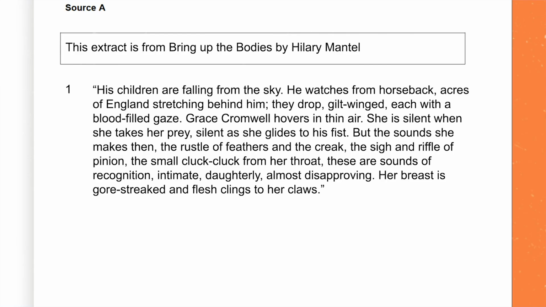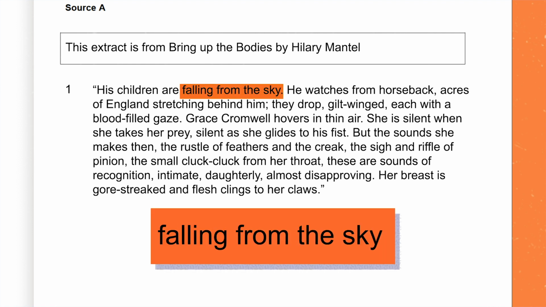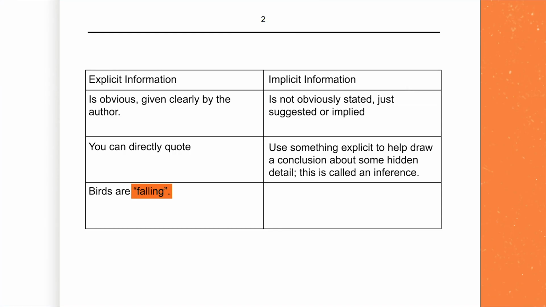The information you list can be either explicit or implicit. There's no limit on how few or how many of either you give, but it's usually best to just stick to explicit information. These explicit details are easily found when you look for an action, a description, or a fact about the subject of the question. So what action, description, or fact do we get from that first line? The birds are falling from the sky. Also, it would be perfectly fine to write that the birds are falling, without mentioning the sky, just so long as you quote the word falling in a full sentence.